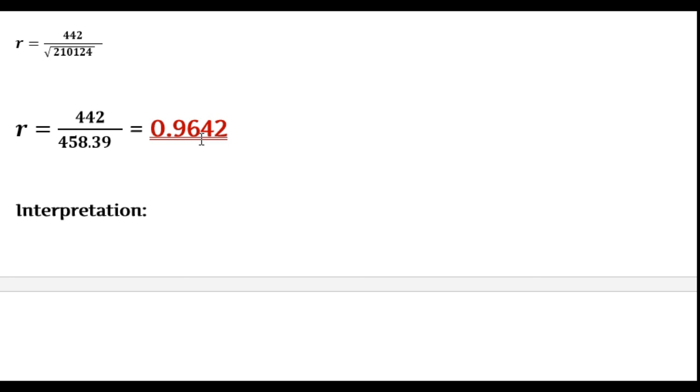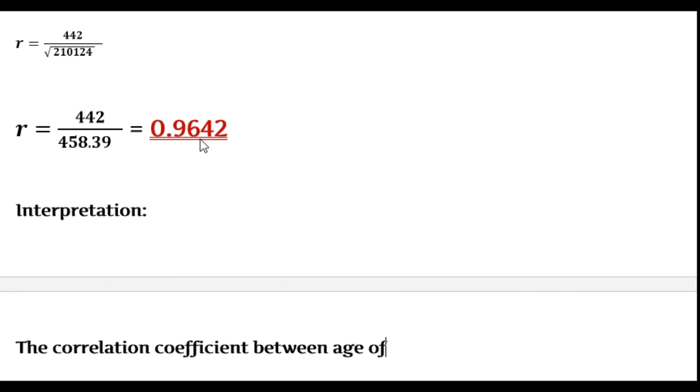So how do we write the interpretation? First, we have to write what the correlation coefficient is between the variables. Let me write the correlation coefficient that we have calculated between the two variables, age of husband and age of wife. The correlation coefficient between age of husband and age of wife is 0.9642.